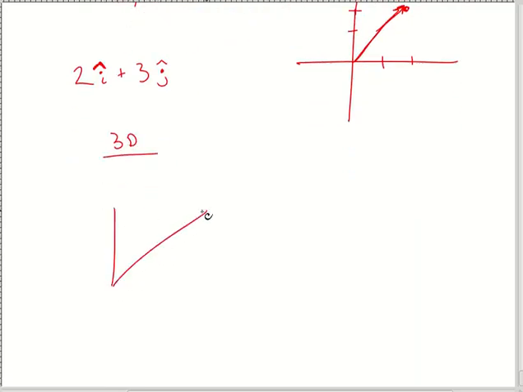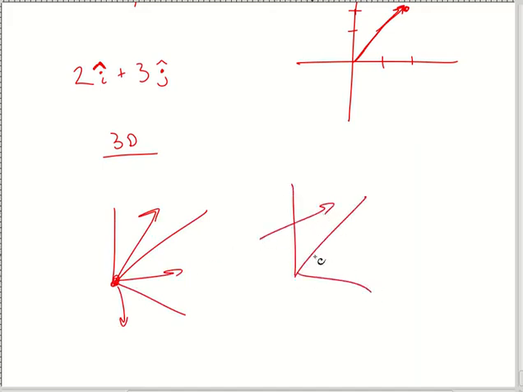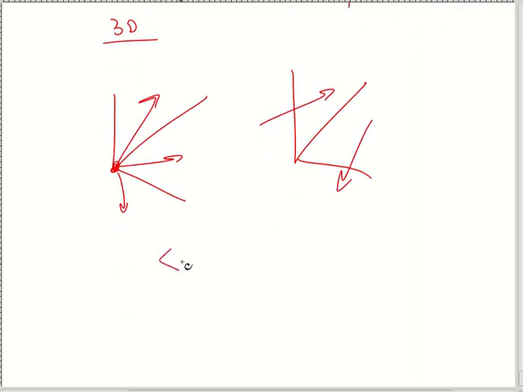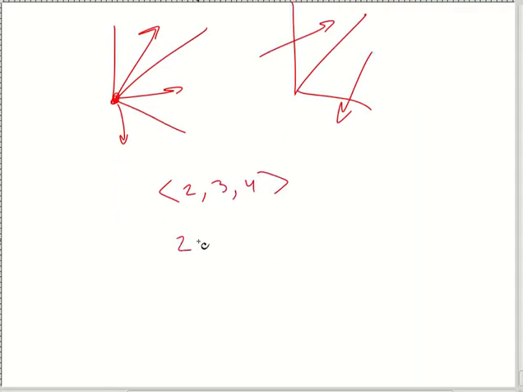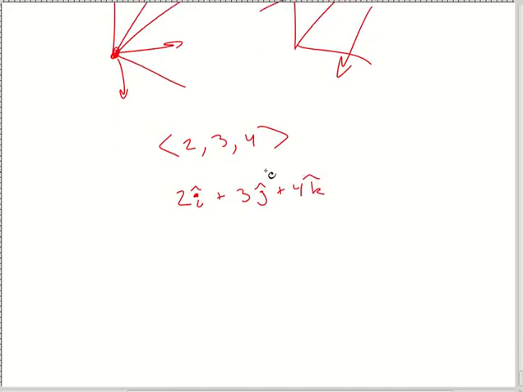Alright, so now we're of course going into 3D mode. We've seen this from the last lecture, but a vector can come out essentially from the origin. It could be not coming from the origin also, but typically we're thinking of them from the origin. So as an example, we can have <2, 3, 4>, and of course with the ijk method, we can have 2i + 3j + 4k. So either way, they're equivalent.